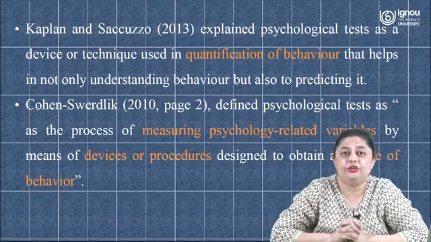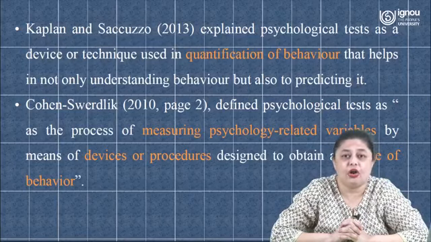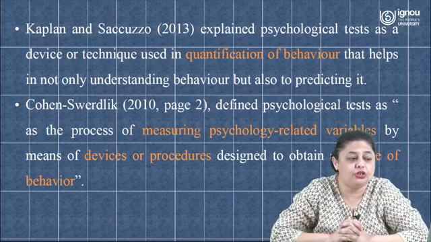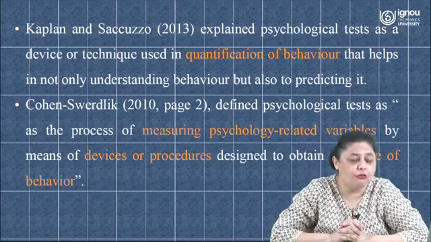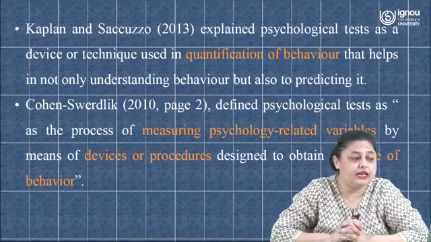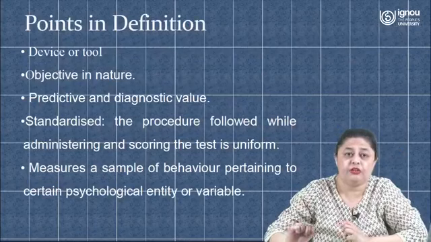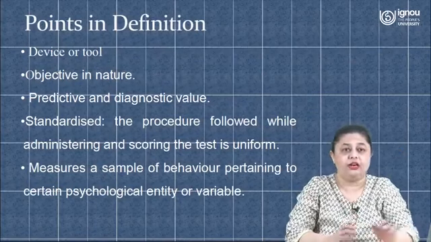It could be a tool for data collection, or it could be a tool to measure a particular entity or a variable in an individual. The last definition is by Cohen and Swedlick, where they define psychological tests as the process of measuring psychologically related variables by means of devices or procedures designed to obtain a sample of behavior. So again, as you can see, the focus is on measuring psychological entities, and again, it is termed as a tool. And again, we also focus on a sample of behavior.